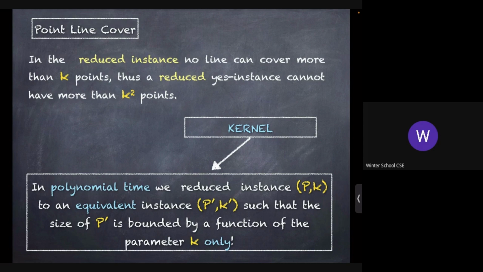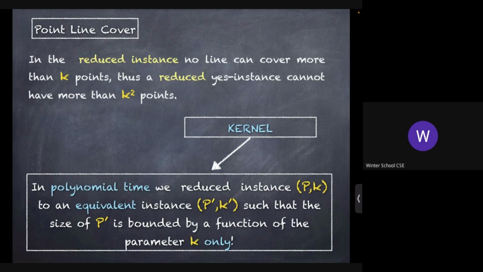And this brings me to the definition of the kernel. What essentially happened? This reduction rule is polynomial. In polynomial time, I reduce my instance (P, k) to an equivalent instance (P', k'), such that the size of P' is bounded by a function of the parameter k only.